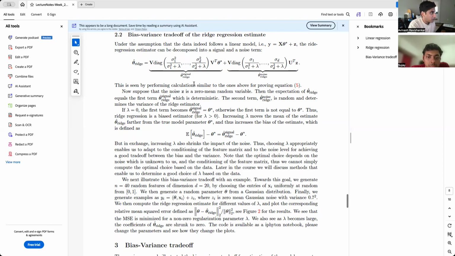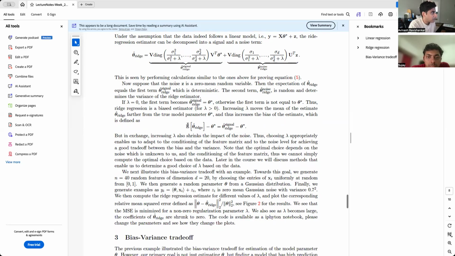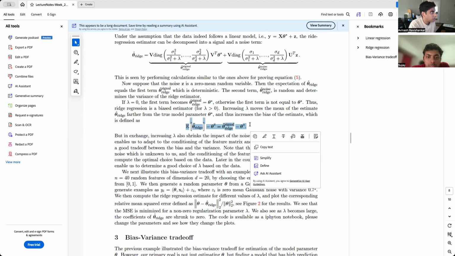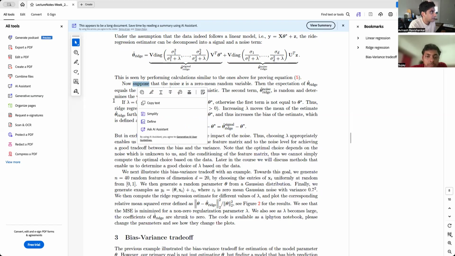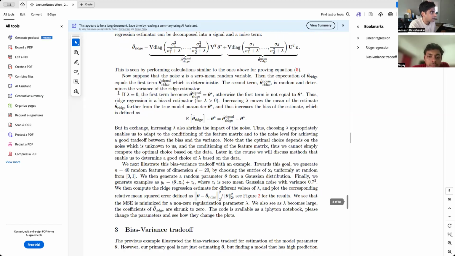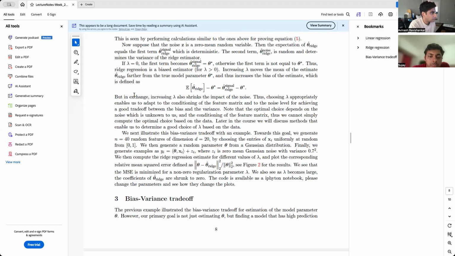And then they're just putting it all together here. The second term determines the variance of the ridge estimator. If you take expectation, this will go. And it's also saying that you are increasing the bias by choosing higher lambda, but you're also reducing the variance. So there is a kind of bias variance trade-off. And that's what tells us how to choose the best lambda.